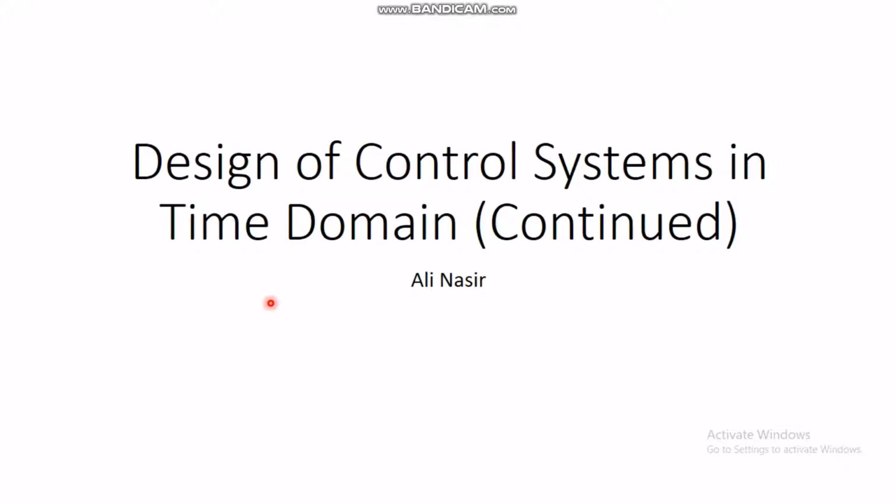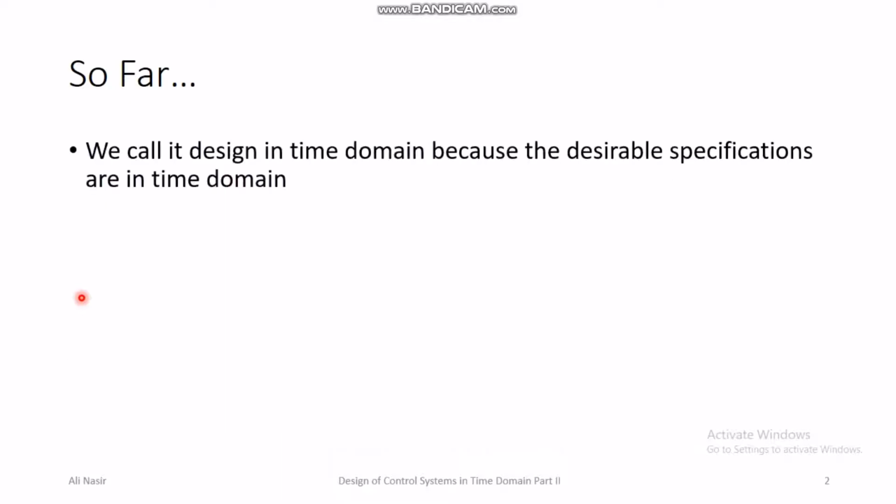Today we are going to continue our discussion on time domain controller design. So far we have discussed that we call it time domain design really because the desirable specifications are given in time domain. For example, the objectives of the control are in terms of the desirable rise time, settling time, percentage overshoot, which are the time domain requirement.